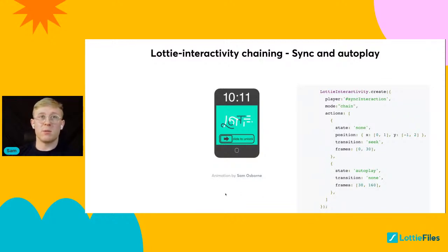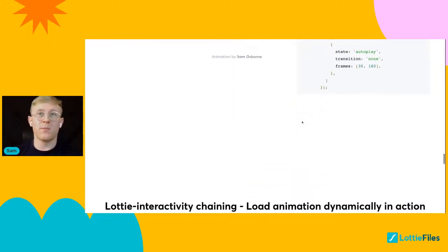So here in this animation, I've set it up so that the unlock button is to the left on frame 0. And then, as you can see here, frame 30, it will be all the way to the right. So this will give us the impression that we're unlocking the phone. Once that happens, it will then have a transition and then autoplay from frames 30 to 160. So let's see what that looks like. So here, if I just slide to unlock, and then the Lottie logo automatically plays. So that's syncing to the cursor.